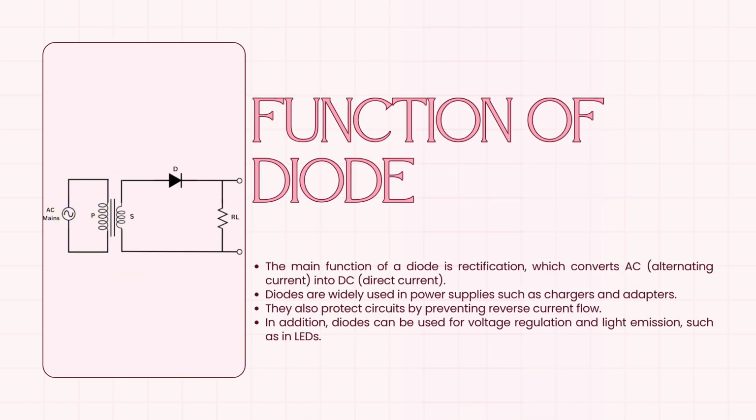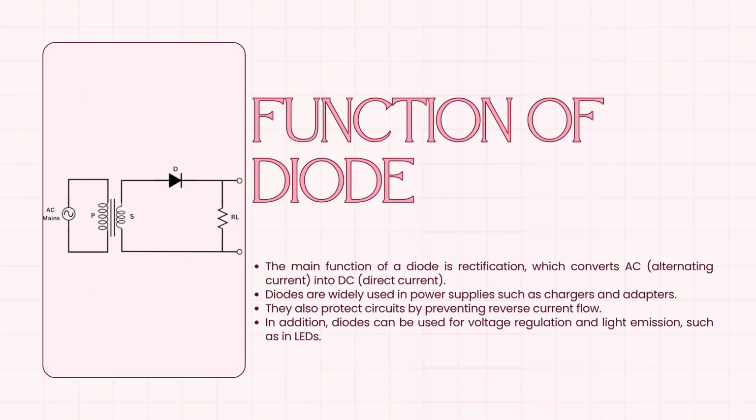Next, I'm going to explain the function of a diode. The main one is rectification. This means it converts AC, which is alternating current, into DC, which is direct current. AC keeps changing direction, but DC flows in one direction only. So the diode helps to cut off the negative part of the AC signal and make it more like DC.